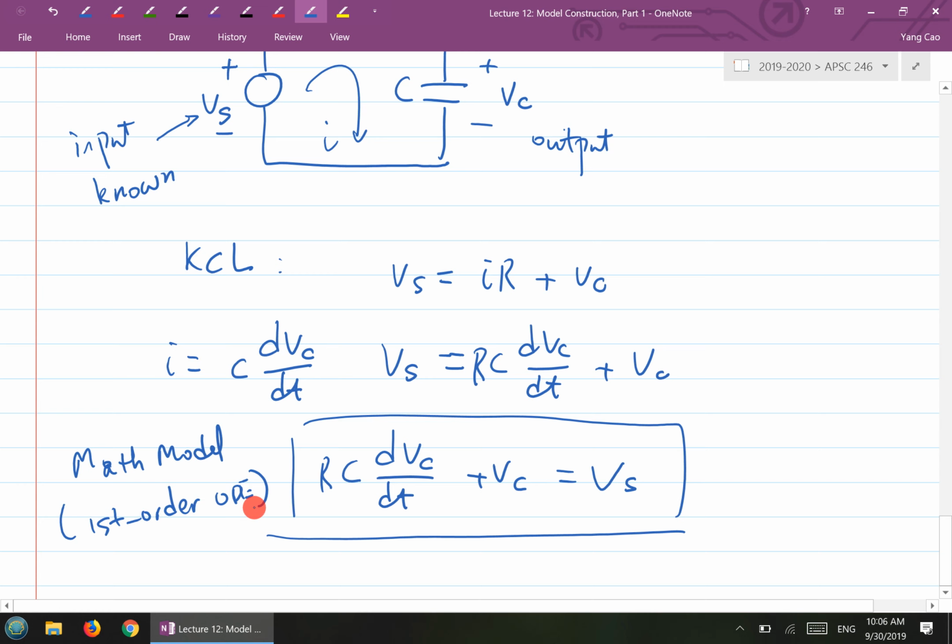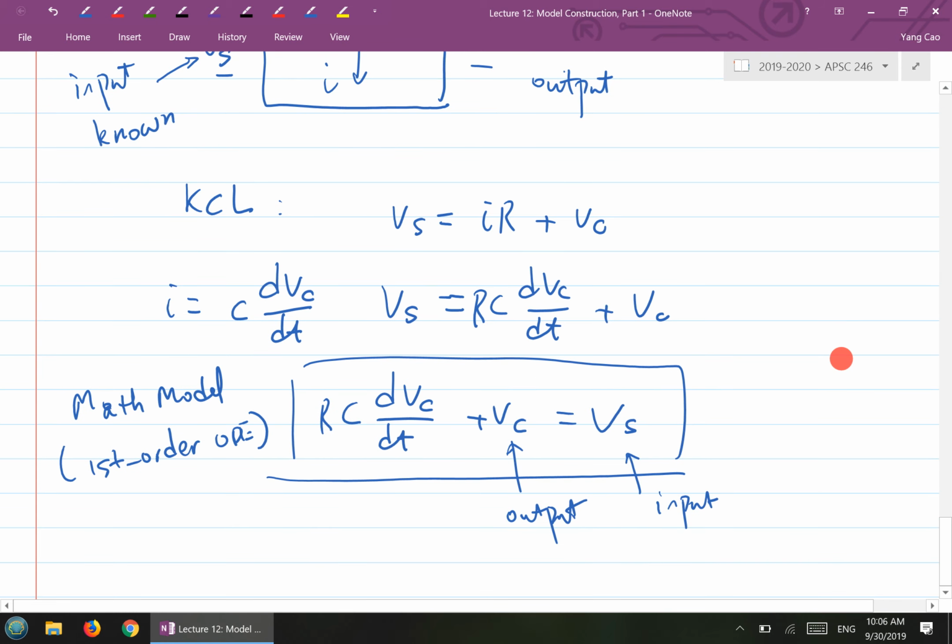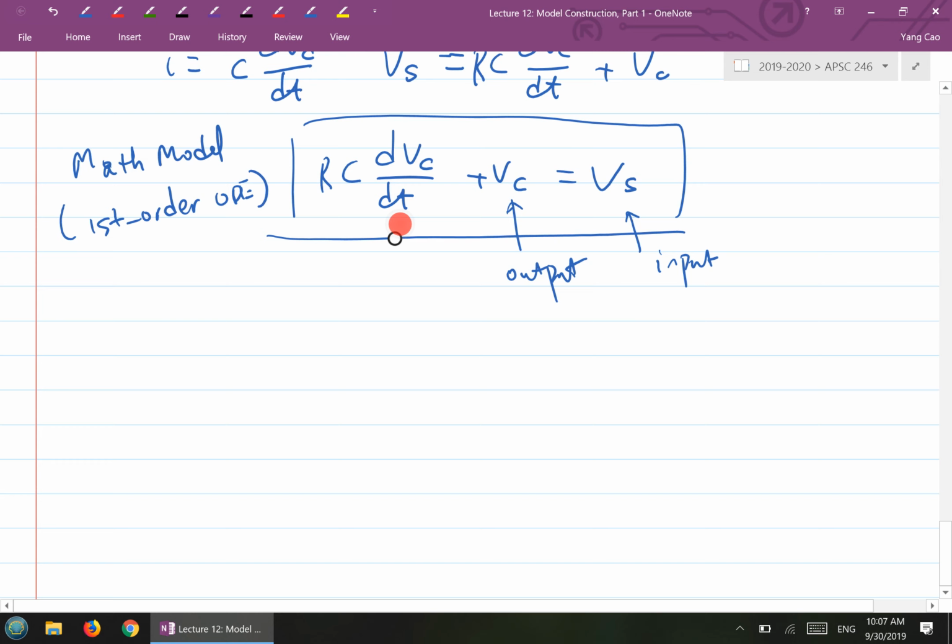In this model, you included both the input and the output. And you can actually solve this differential equation to give you a solution for the output. Then you don't have to do it experimentally every time. So that's a very simple example of constructing a model for an electrical circuit. Similarly, you can look at RLC circuits. But let's look at the mechanical example.